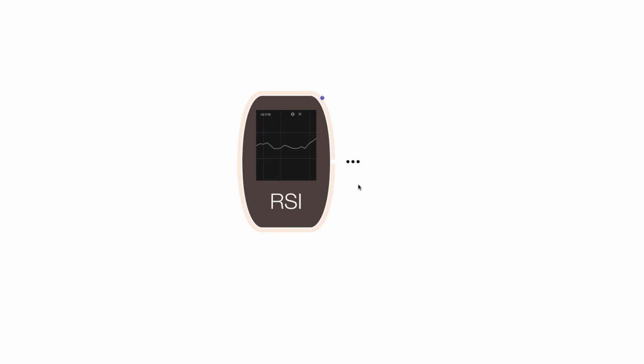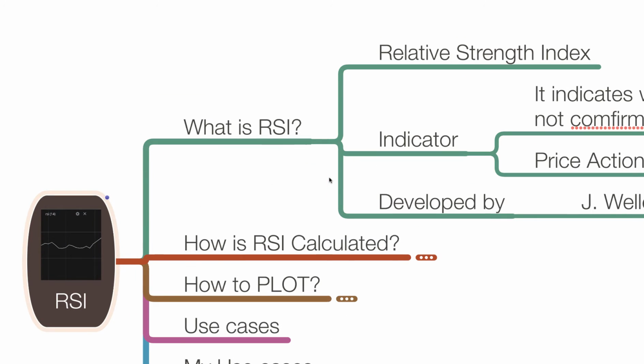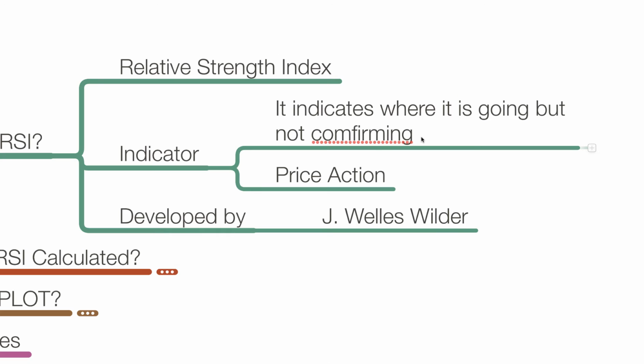Let me jump into my mind map and start showing it to you. The first one is, what is RSI? Basically, the full form of RSI is relative strength index. It's an indicator, which means that it is going to indicate where it is going, and always understand that indicators mean it will only indicate and not that there is going to be any confirmation. And once you learn about indicators in the beginning, then you can move to price action, which is the pure play technical analysis.